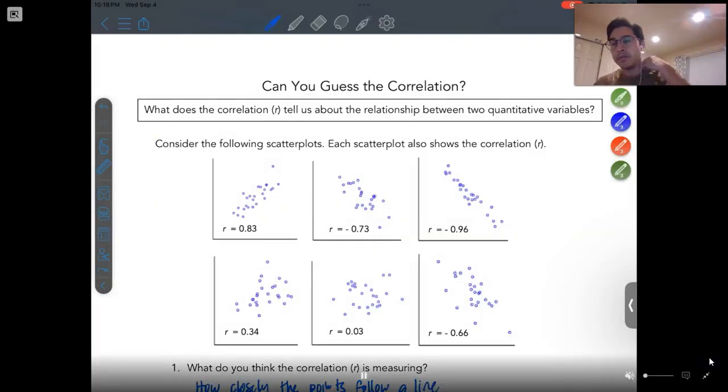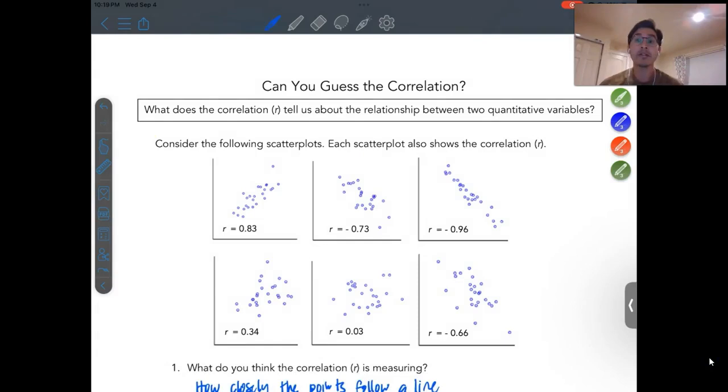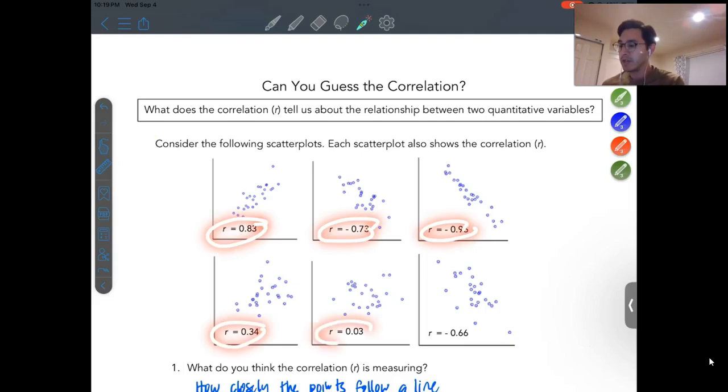All right, this video is going to debrief the activity called Can You Guess the Correlation? So we've got 6 scatter plots here, and below each one is what's called a correlation value. We're trying to figure out, just by observation, what is this number measuring? What is this number telling us about each scatter plot?